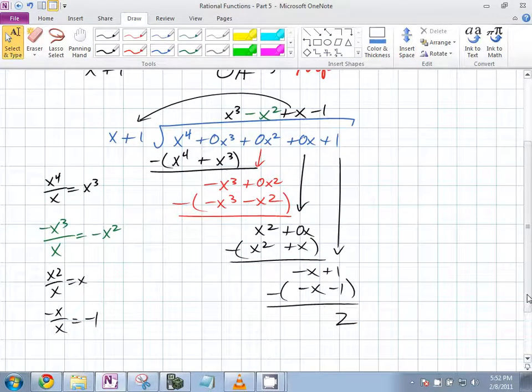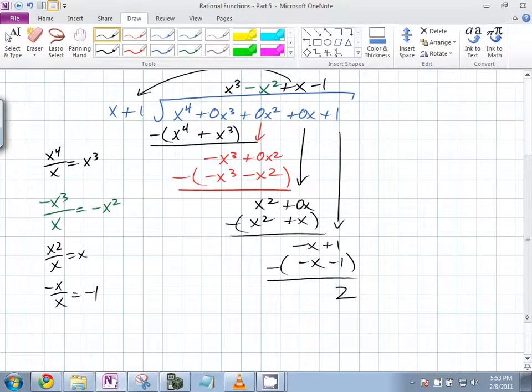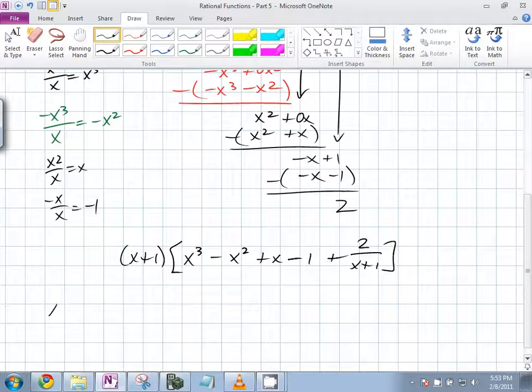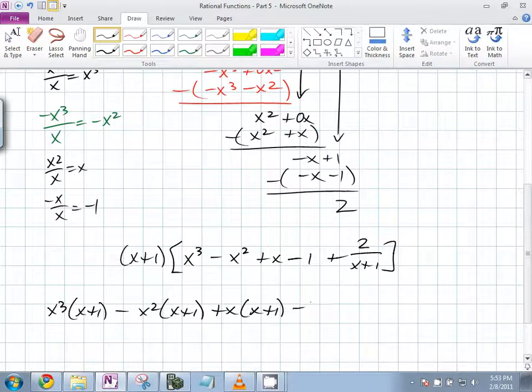So we now know that x plus 1 does not divide evenly into x to the fourth plus 1. Well, let's verify that this is actually the right answer. So we would do that by multiplying x plus 1 times x cubed minus x squared plus x minus 1 plus 2 over x plus 1. And if we multiply this out, we end up with x cubed times x plus 1 minus x squared times x plus 1 plus x times x plus 1 minus 1 times x plus 1 plus 2.